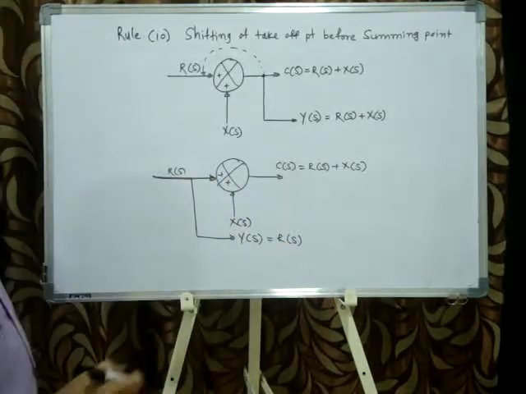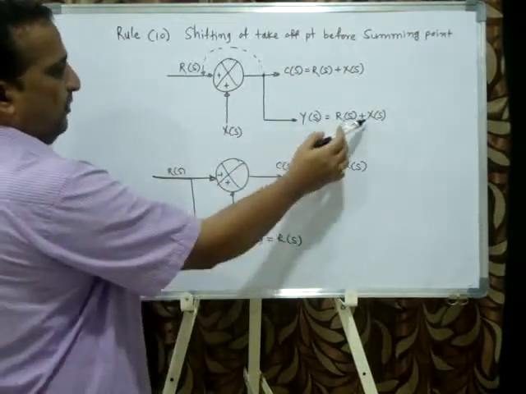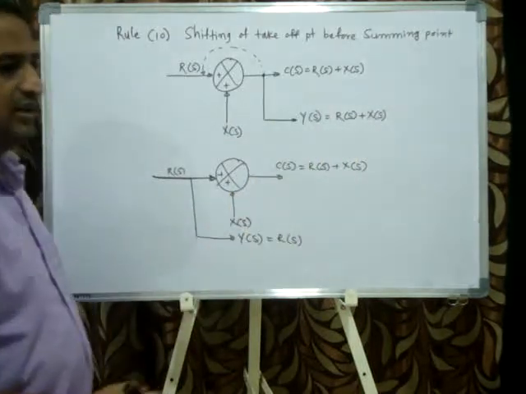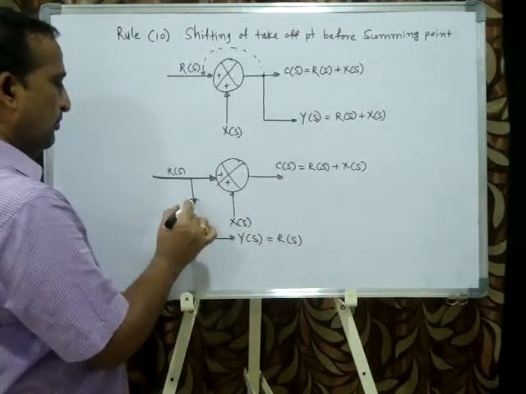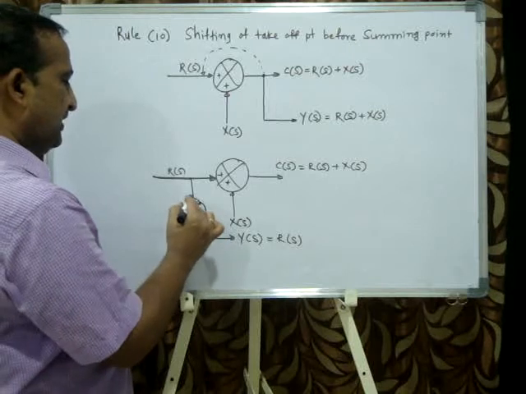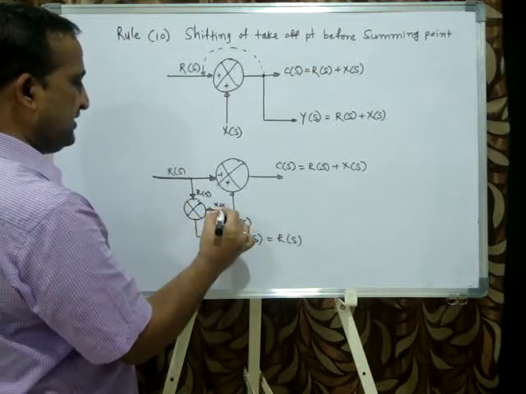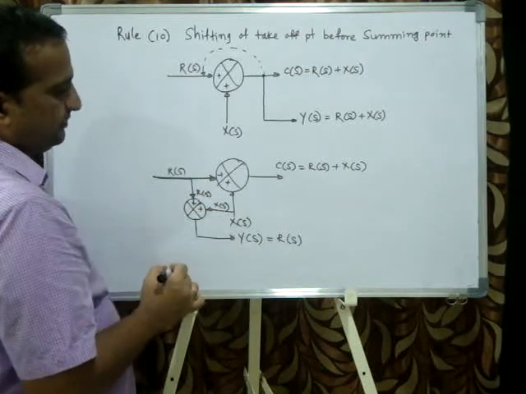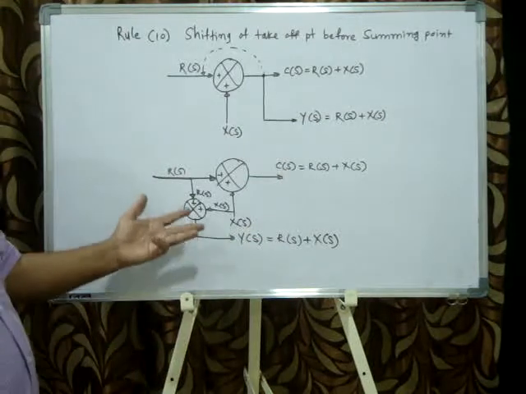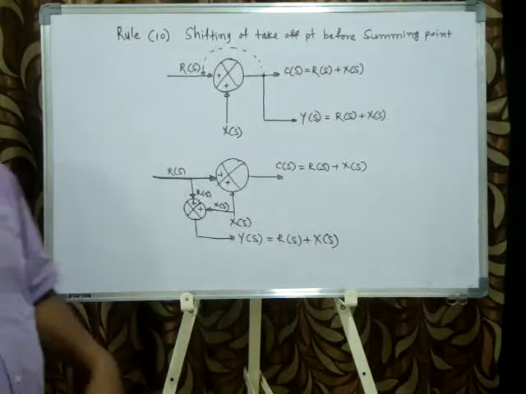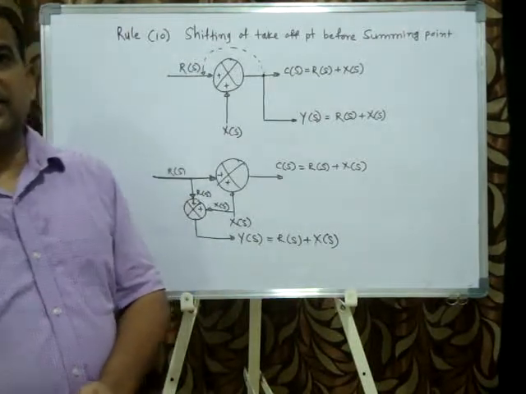I want you to check the above system, C of s equations are same, but Y of s, now I am missing plus X of s. Here I need a plus of X. Whenever I need addition and subtraction, you have to create one more summing point. I have to create one more summing point. Here R of s I am getting, X of s is already available, here X of s, so I need addition, so plus X of s. Now Y of s, both the equations are same, C of s, both the equations are same. Now both are called equivalent systems. This is the 10th rule.